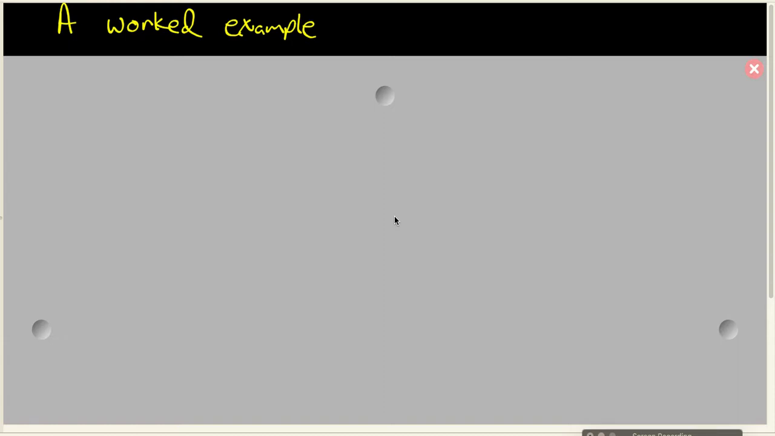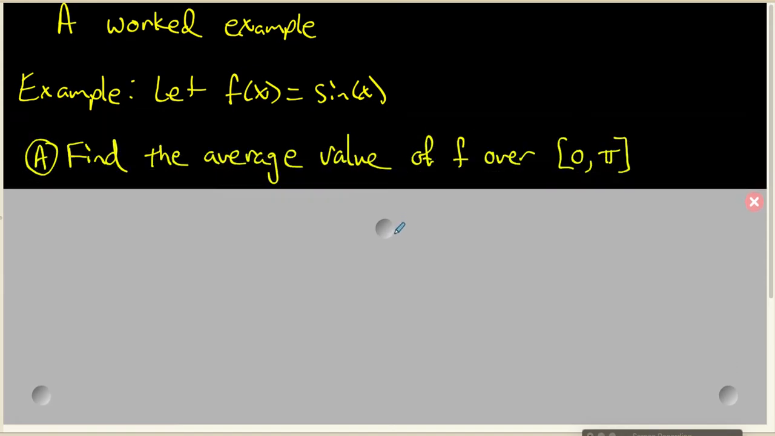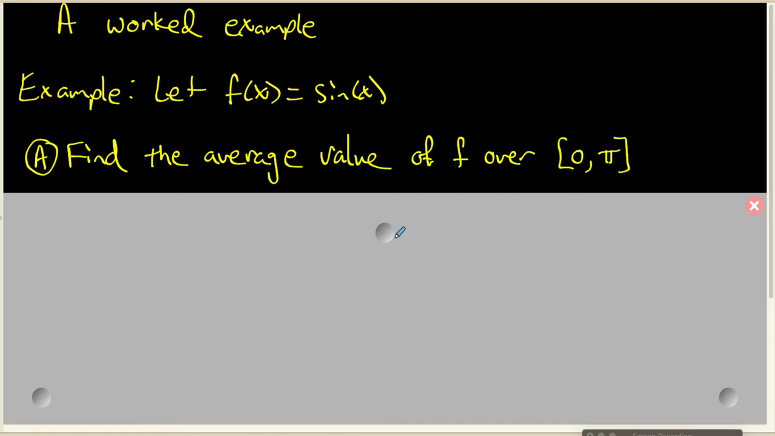In this video, I want to look at a worked example. We're going to start by letting f of x be the sine of x. And the first thing that I want to do is find the average value of f over the closed interval between 0 and pi. I also want to observe that sine x is continuous on that closed interval, and hence it satisfies the hypotheses of the mean value theorem for integrals.